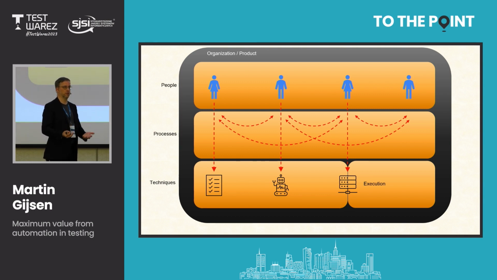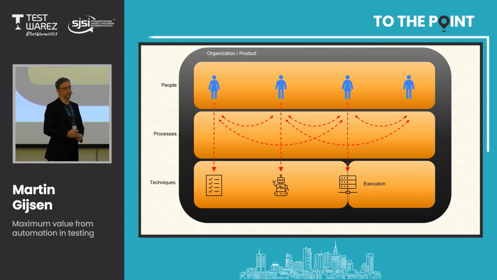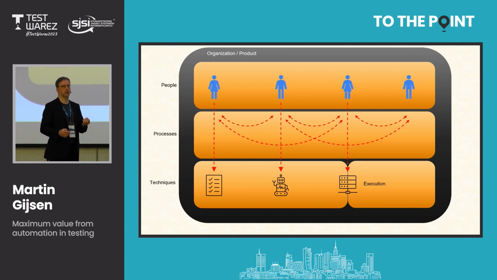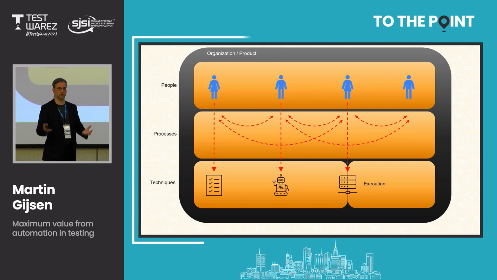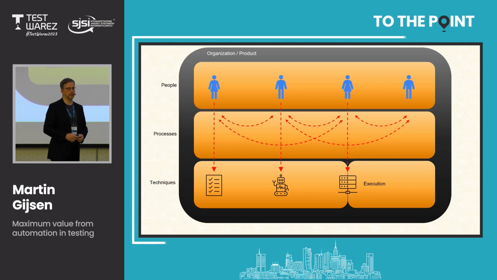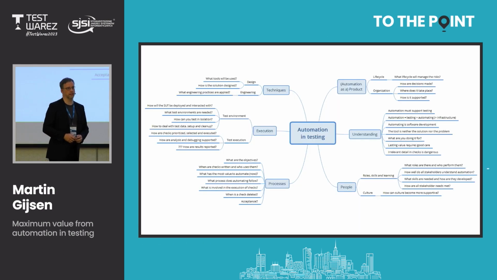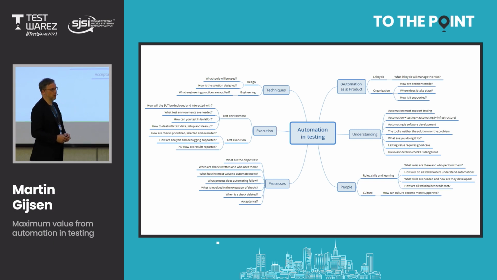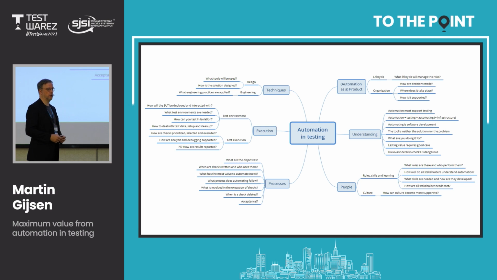So that context, the organization, which I will call product here, because it's treating automation as a product, not just as something that you do, but also something that you make that has value, just like the system and the test. So we get 5 areas here. And if we work those out in a little bit of detail, which I did, then you get something like this. This is basically an overview of automation in testing as a whole.